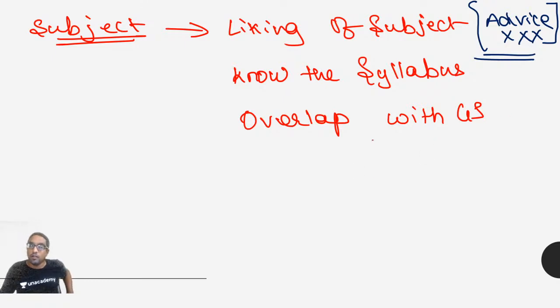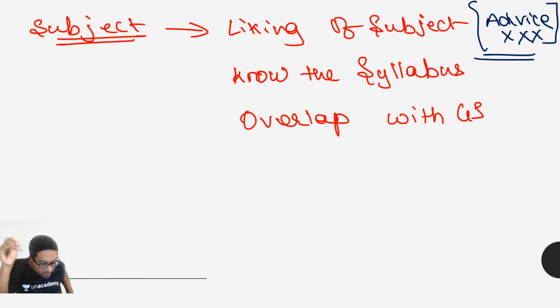See, for example, the traditional optionals like history, geography, economy, sociology, political science, public administration. These have a lot of overlap with GS papers. So that needs to be extremely important.